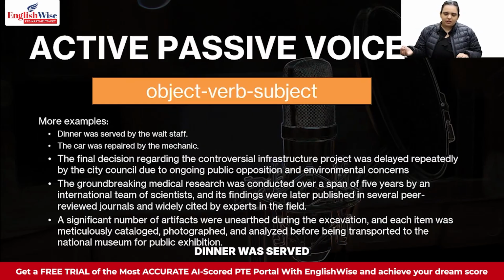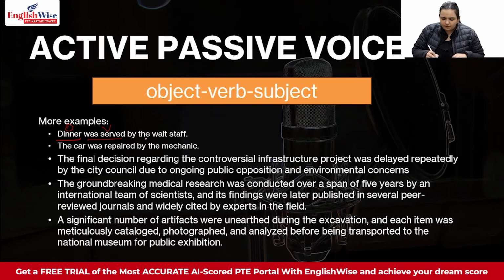Dinner was served by the wait staff. Now, what is the action done over here? So, was served is my verb. That is my action. What was served? What was the action done on? Dinner. So, dinner is my object here. And who did this action? Who was the doer of the sentence? That was the wait staff. That is my subject. So, you see, this is object, verb, subject. Then it is a passive voice.